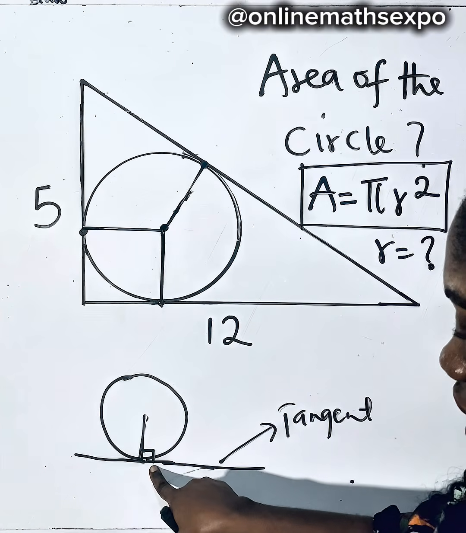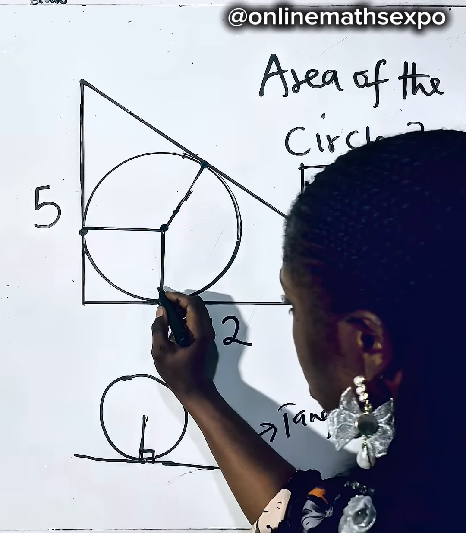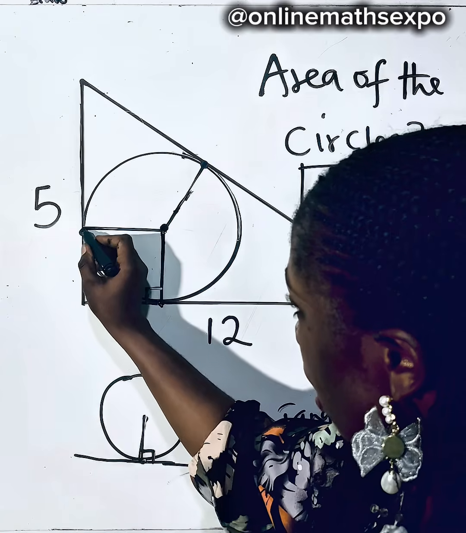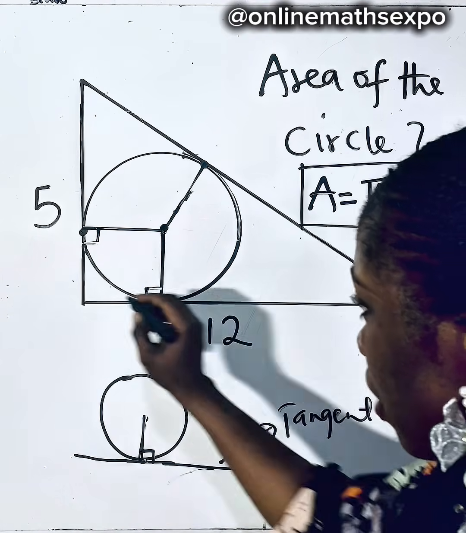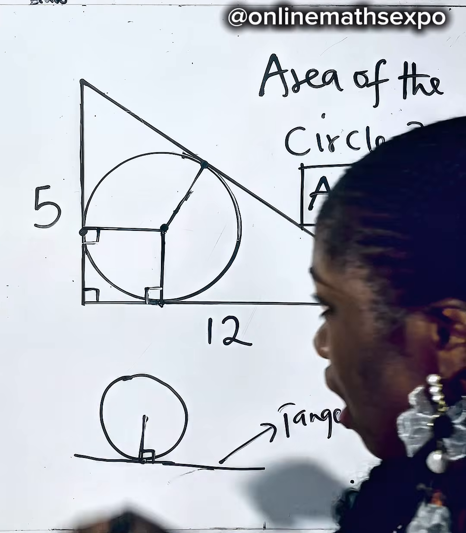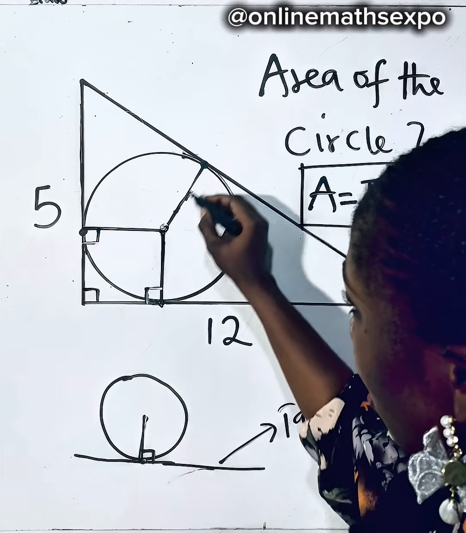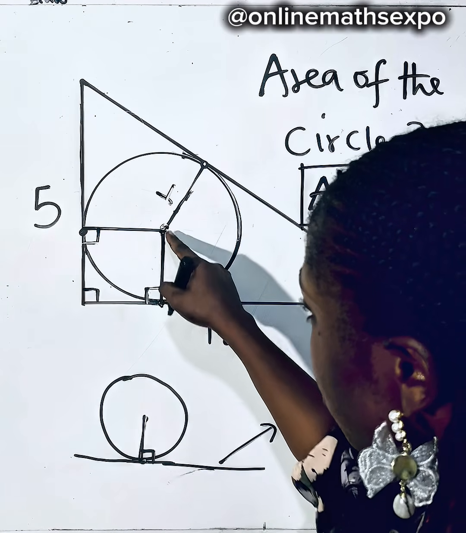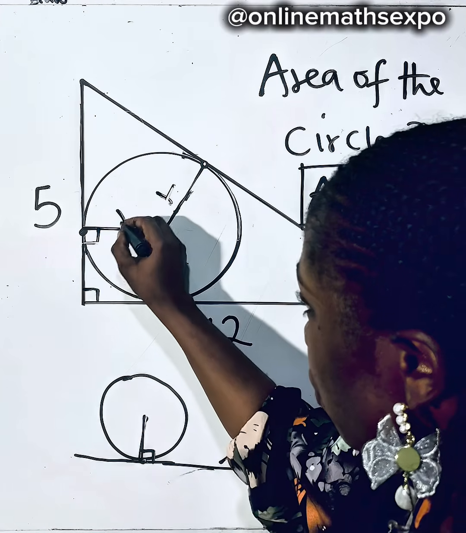Remember what we stated here. This makes an angle 90 here. So it makes a right angle here. And this also makes another angle 90 here. Remember that this triangle is a right triangle, already angle 90 at this point. This has formed a square. And if from here to here is the radius, we can label it R. It means that from here to here is also R. From here to here is also R.